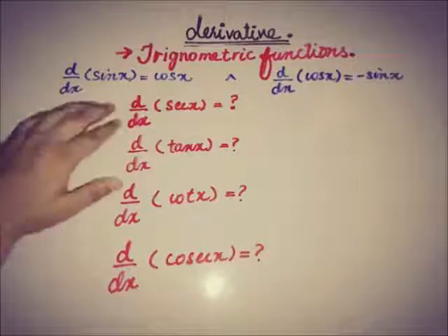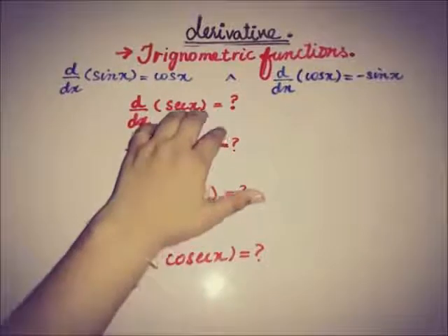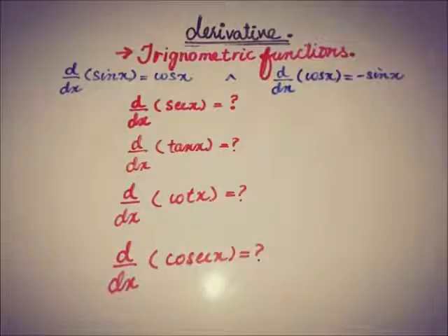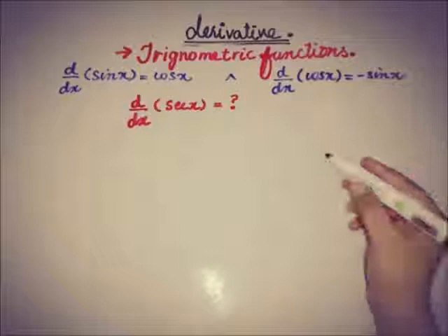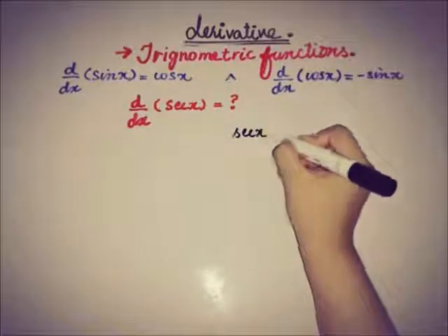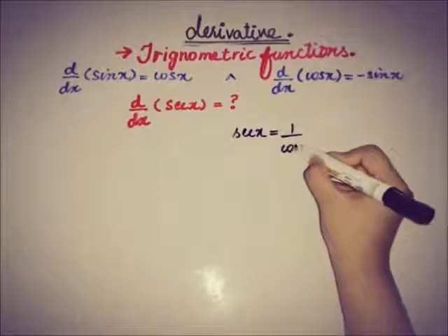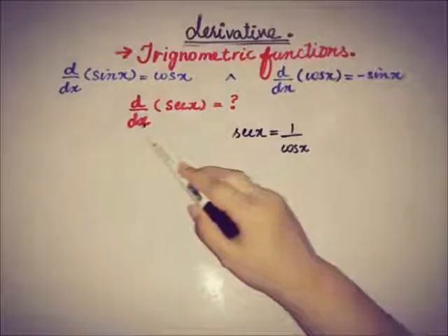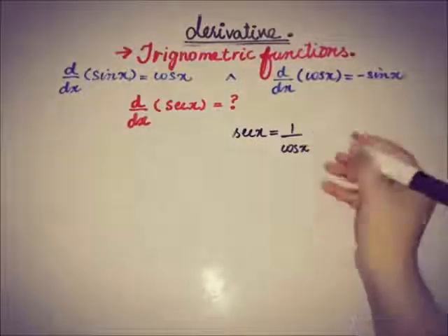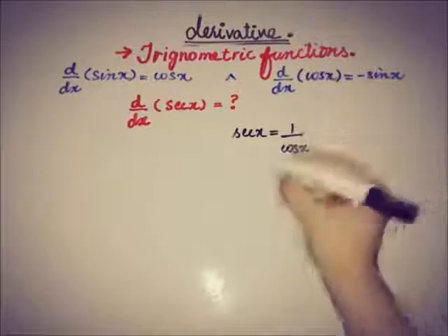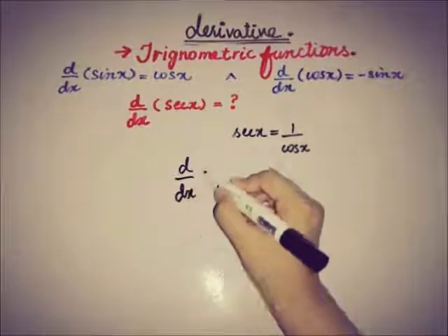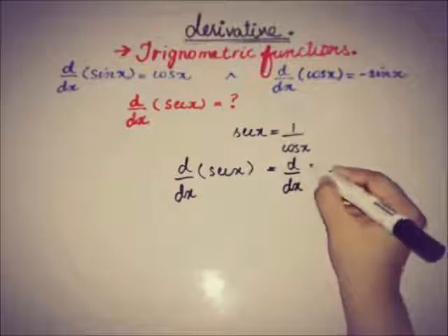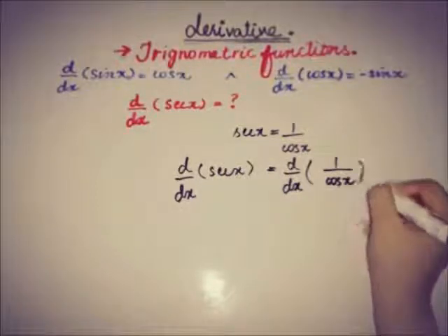So first of all, we will see how to find the derivative of secant of x by using the rate of change of sin of x and the rate of change of cos of x. So let's see. We all know that secant of x can be written as 1 by cos of x, because this is the reciprocal of cos of x. While talking about the rate of change of secant of x, what we have to do is just to figure out the rate of change of 1 over cos of x. So d by dx of secant of x is eventually d by dx of 1 by cos of x.